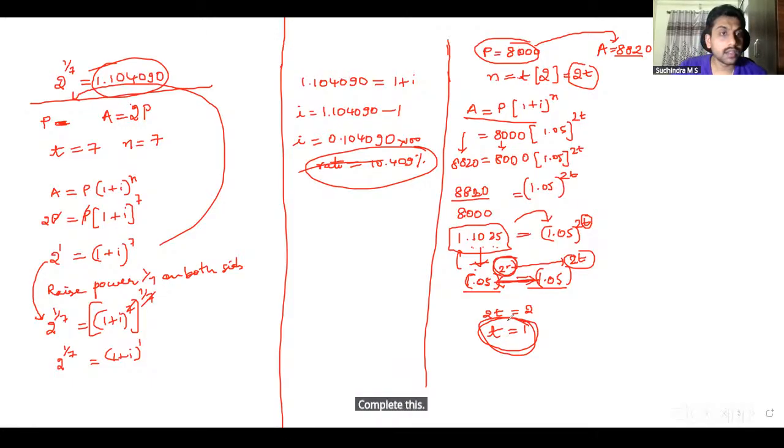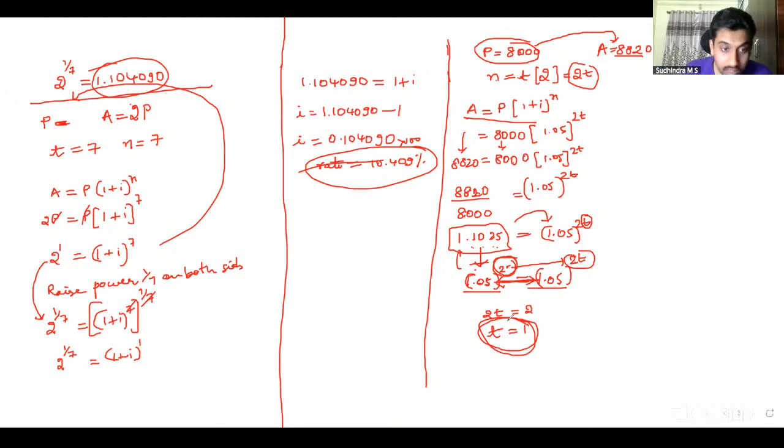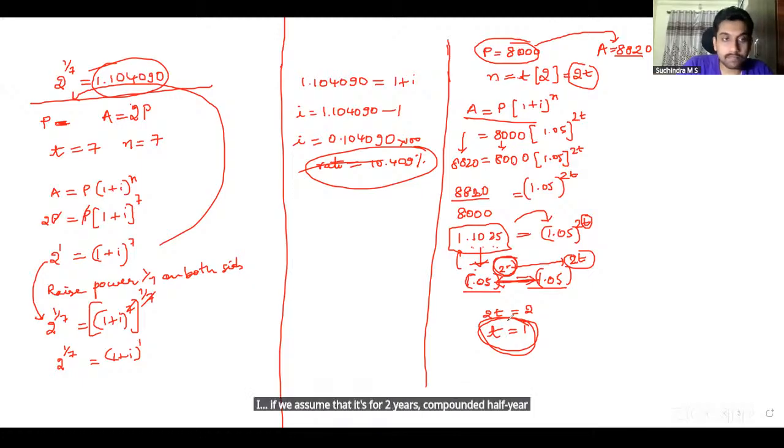Excuse me, sir. Yes, Arpita. Sir, if we assume that the compound interest is for 2 years, compounded half yearly, then to find out the I, we don't have to multiply the years with conversion period, right? Come again with your question. You're talking about I, right? Yes, sir. If at the same rate of interest, 0.1, if we assume that it's for 2 years, compounded half yearly, then we don't have to multiply conversion period 2 into years 2.